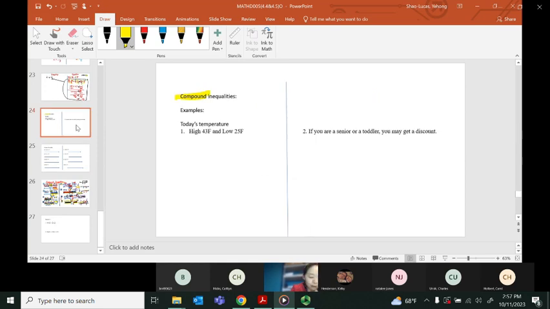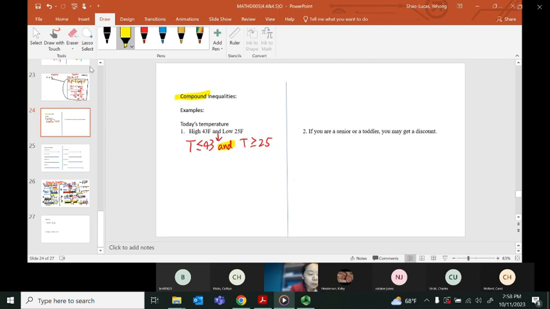When we look at real life examples of a compound inequality, take today's temperature. Like I said, high 43 and low 25. Notice that there are two inequalities. High means less than or equal to 43. Then we use the word and to join, the temperature is greater than or equal to 25, because 25 is the lowest. We got two inequalities, and we use and to join them. That is a compound inequality.